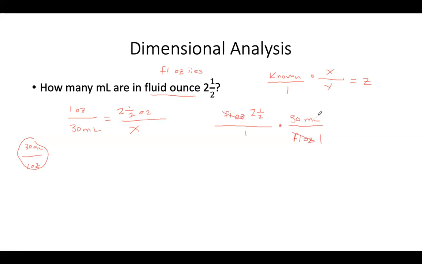So now we just multiply straight across like we normally do with fractions. So 2.5 times 30 is 75. And our fluid ounces canceled out, so we're left with 75 milliliters. Now we multiply the bottom. So 1 times 1 is 1. So 75 over 1 is equal to 75 milliliters.